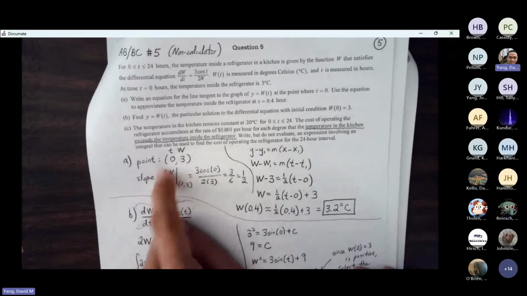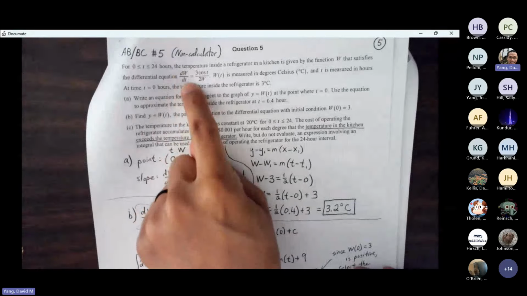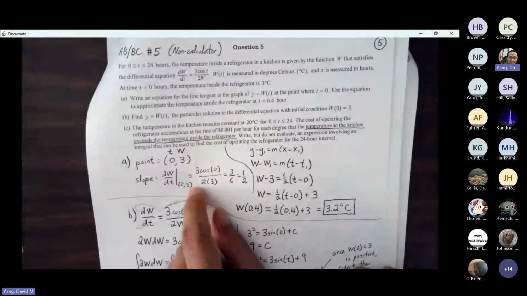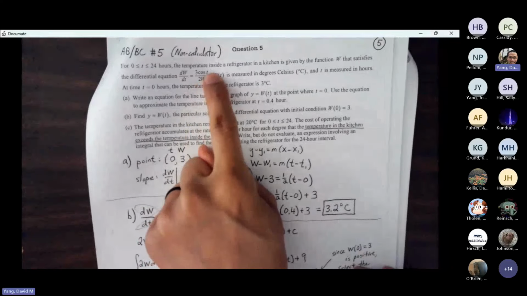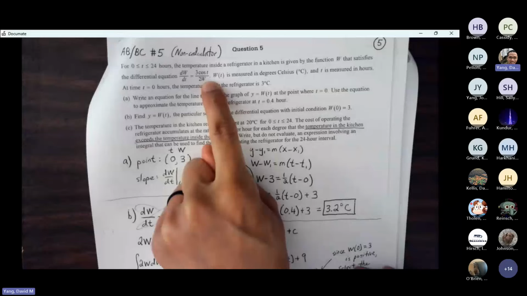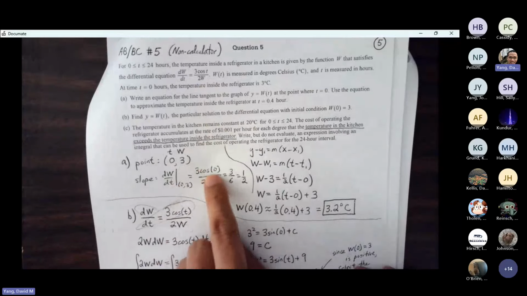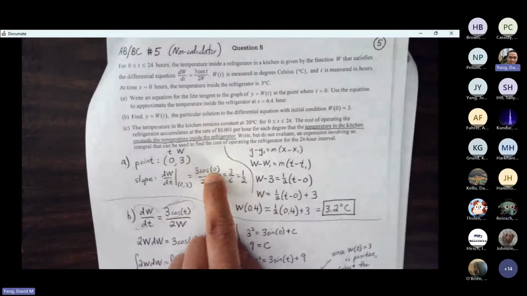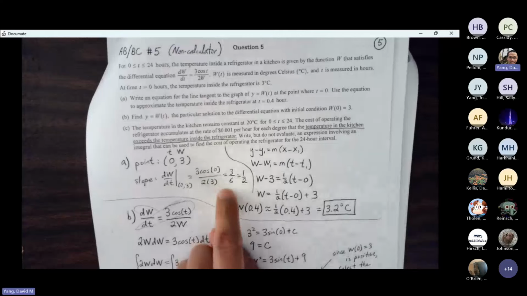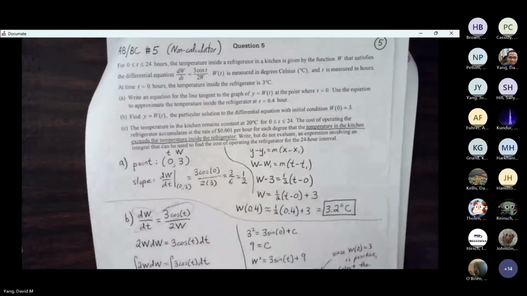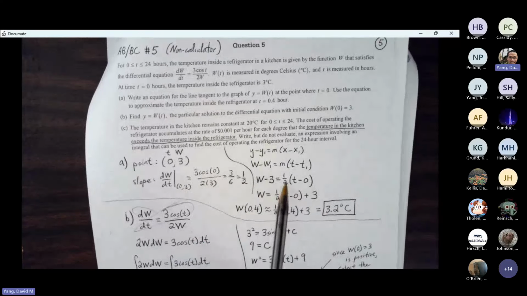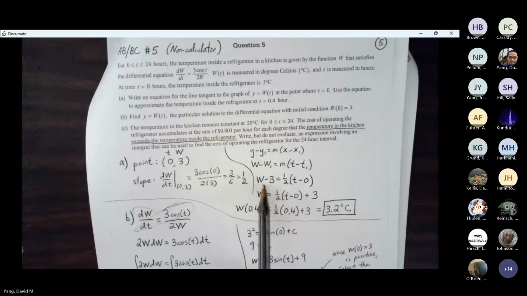My slope comes from the differential equation, so insert 0, 3 into my differential equation. Replace t with 0, replace w with 3, and I get 3 times cosine of 0 over 6. Cosine of 0 is 1. So 3 over 6 is 1/2. So here's my slope, here's my ordered pair. Get w by itself. So I get w equals 1/2 times (t minus 0) plus 3. This is my tangent line equation.